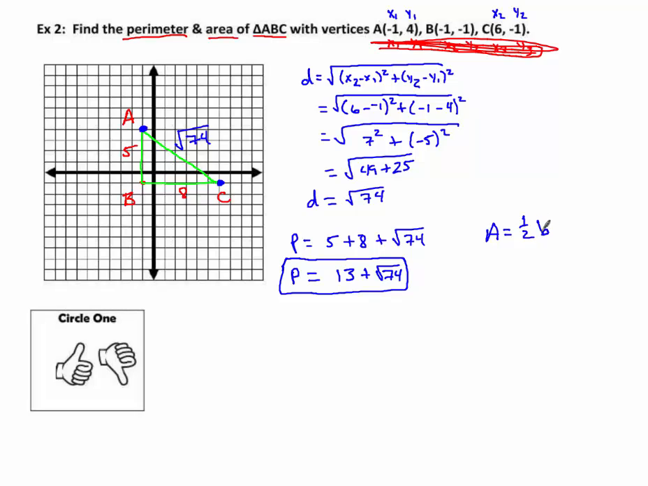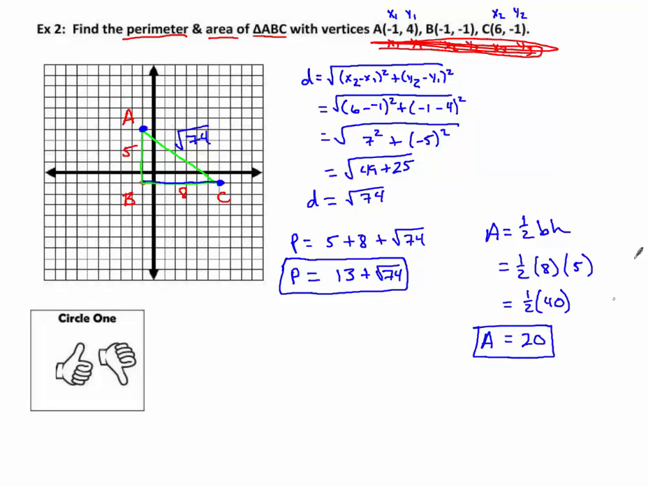So 1/2 base times height. It's 1/2. Remember the base is right here, 8. The height is 5. So it's 1/2 times 40. Well, 1/2 of 40 is 20. So the area equals 20.